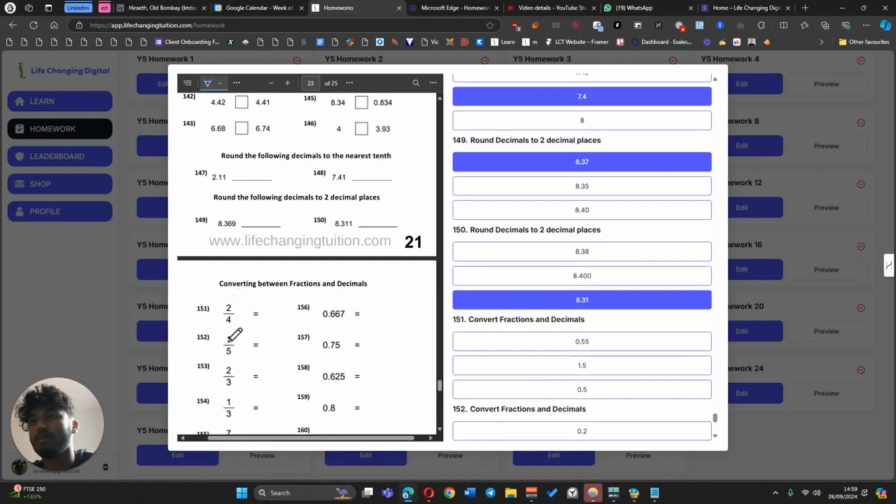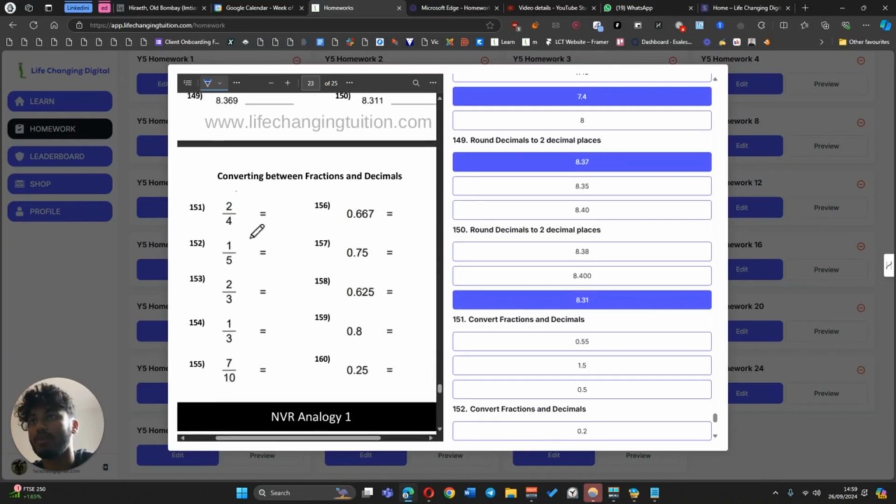Now into question 151. Convert between fractions and decimals. So as we said before, think about what it is as a percentage. So this is a half, right? If you simplify it, it's just a half, and that means 0.5 or 50%. This is 1/5, so that is 20%, or 0.2. Why is that 20%? Well, if you times 20 by 5, you get 100%. If you times this by 5, you also get 100%. Hopefully that makes sense.